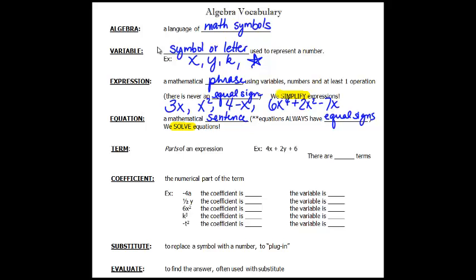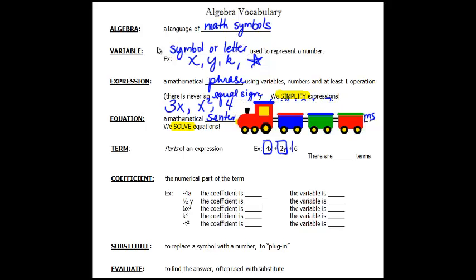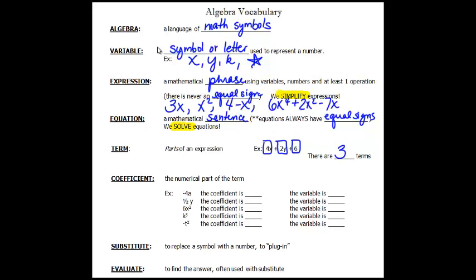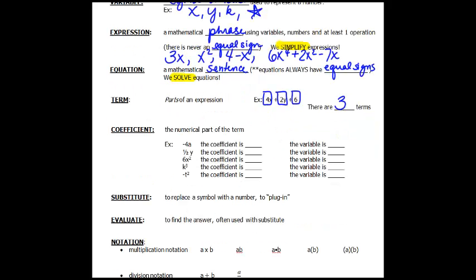A term is the part of an expression. I like to think of them as cars on the train. So if I draw little cars on this train here, that has 3 terms. And this is always, let's put a little phrase here because we will get into this in a couple nights, after simplification. Now the coefficient is the numerical part of the term.